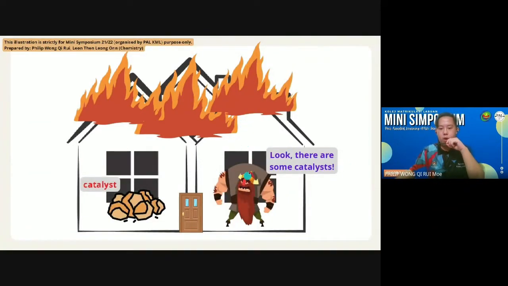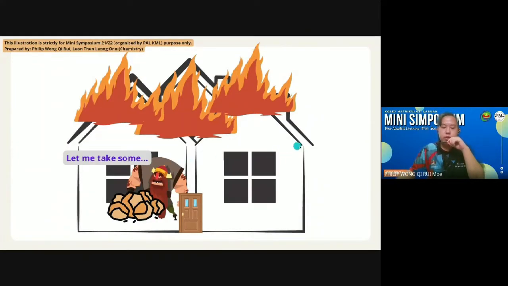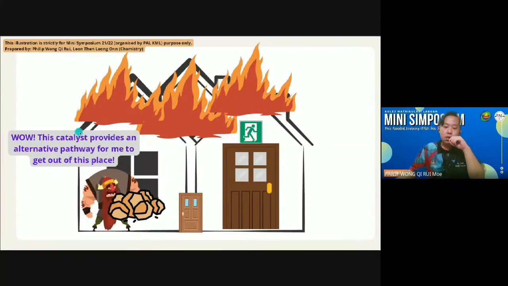But while he was searching around, this giant sees a catalyst. Now we know that a catalyst provides an alternative pathway for reaction. So he goes to it. He tries to take some, and bam! The catalyst provided him an alternative pathway to get out of this place. Because catalysts provide an alternative pathway, meaning that they lower the activation energy. Therefore, he can easily get out of this burning house and, in a way, increase the rate of reaction. And that is all for the story method. Hopefully, it can provide followers an easy understanding of the rate of reaction.